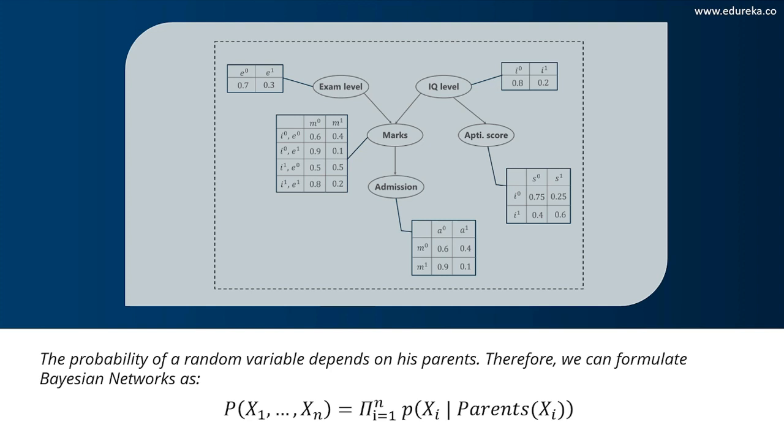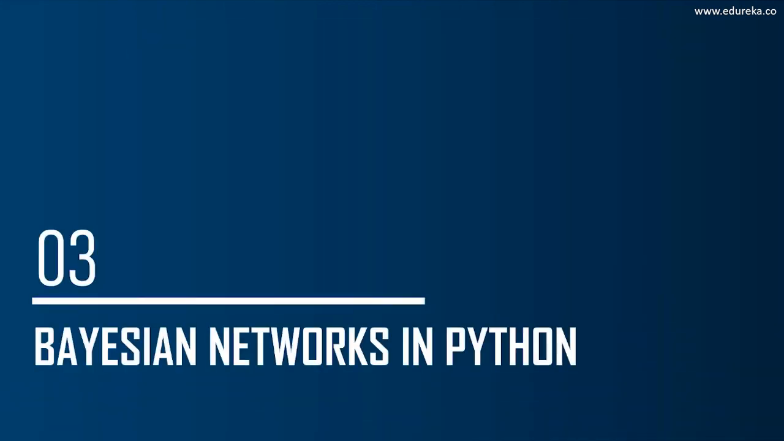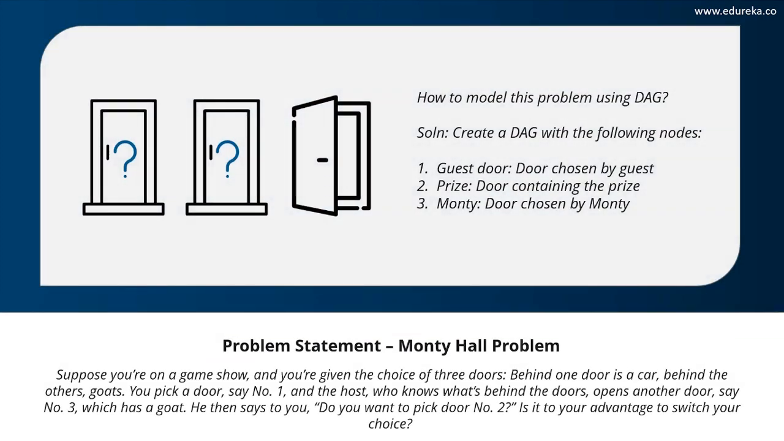Now, guys, this is the thing about Bayesian networks. They are one of the simplest yet most effective techniques that are applied in predictive modeling, in descriptive analysis, and so on. Now, to make things more clear, let's build a Bayesian network from scratch using Python. So, guys, before we get into the coding part, let's try to understand our problem statement. In this demo, we'll be using Bayesian networks to solve the famous Monty Hall problem.